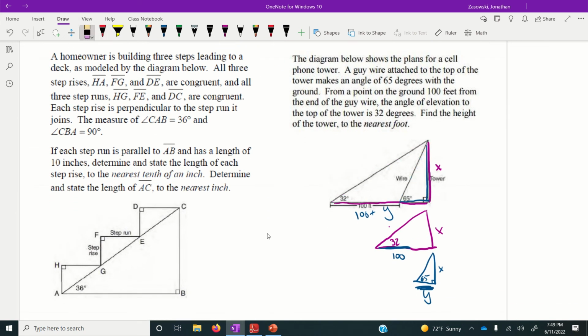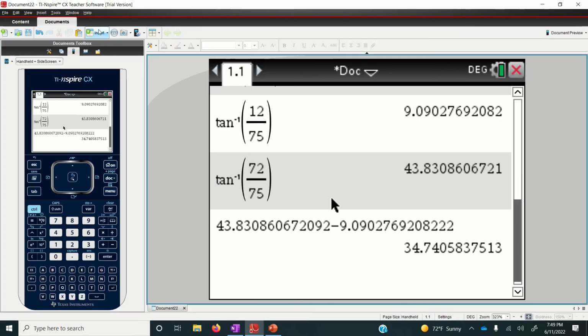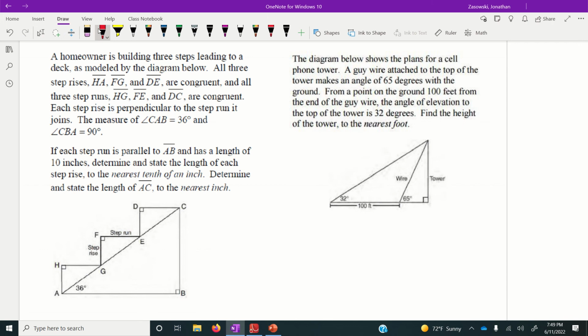So in this first question, let's get rid of this one. Once again, remember we talked about this. The diagram below shows the plans for a cell phone tower. Now the guy wire is like the wire that's attached to the top of the pole that holds the pole in place, prevents it from falling over, and makes an angle of 65 degrees with the ground. From the point on the ground, 100 feet from the end of the guy wire, the angle of elevation to the top of the tower is 32 degrees. Find the height of the tower to the nearest foot.